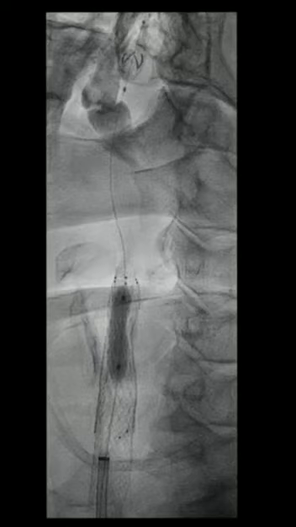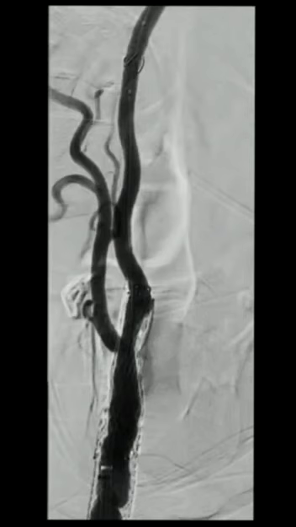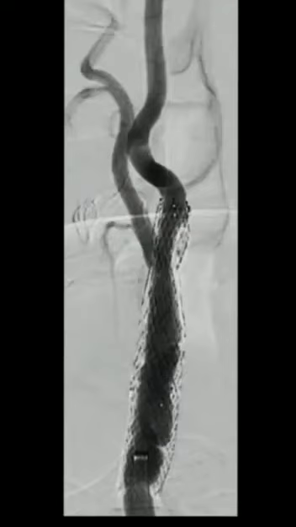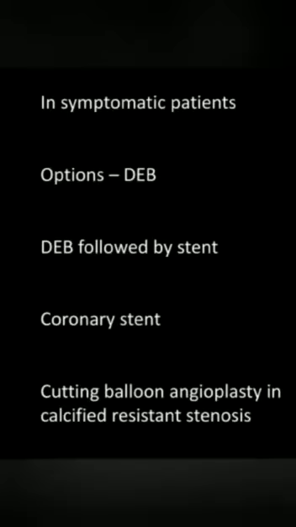Despite this balloon angioplasty, you notice that there is a gap between the newly deployed stent and the initial stent, and this is because of the plaque that is being compressed onto the wall of the stent. When faced with such a situation, the first option would be to consider a balloon angioplasty, preferably with a drug-eluting balloon. However, the problem is that of restenosis.